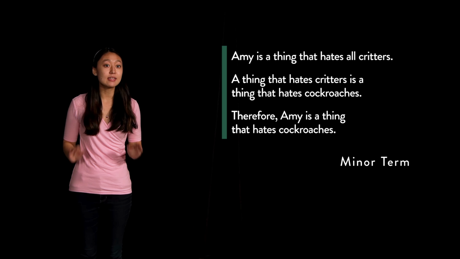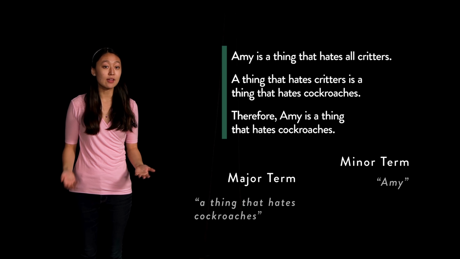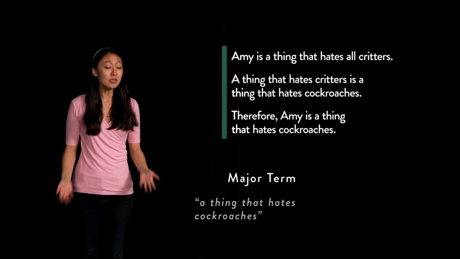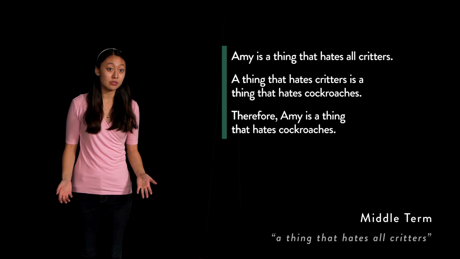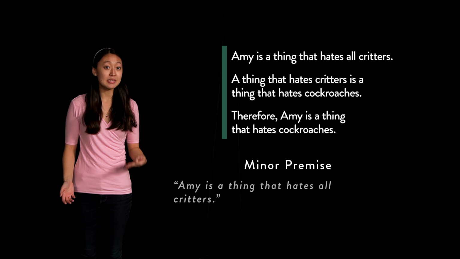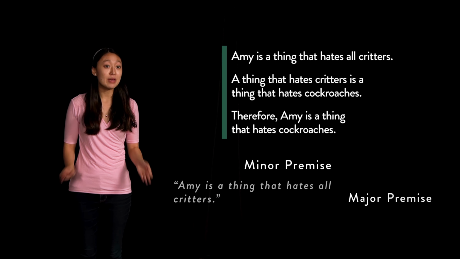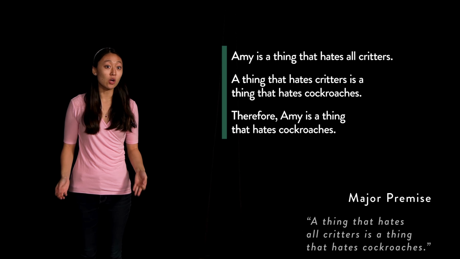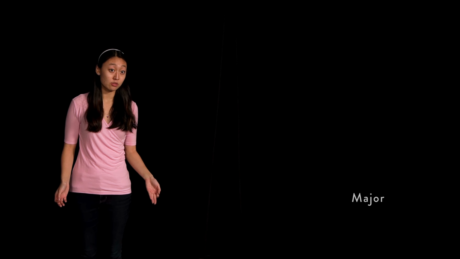The minor term is Amy. The major term is a thing that hates cockroaches. The middle term is a thing that hates all critters. The minor premise is Amy is a thing that hates all critters. The major premise is a thing that hates all critters is a thing that hates cockroaches.